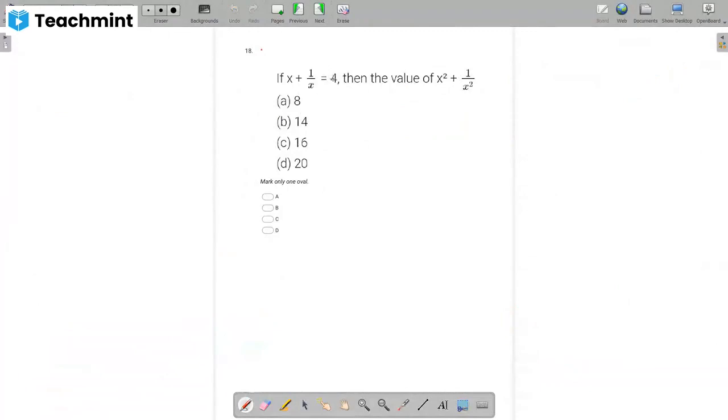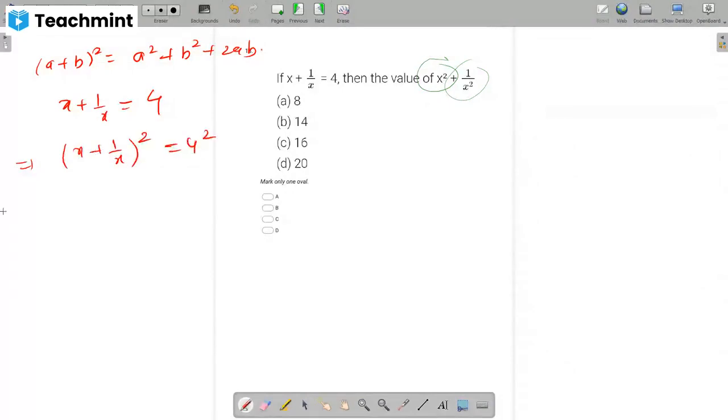If x plus 1 by x is 4, then what is the value of x square plus 1 by x square? To find this value, we'll take the square of both sides, because we have one identity, (a plus b) whole square equals a square plus b square plus 2ab. Here we have only x and 1 by x, but we need x square. So we'll simply square both sides of the equation, both sides, not just one side.